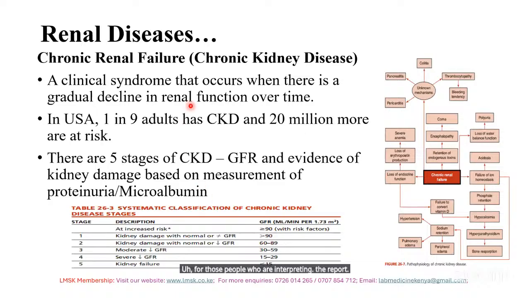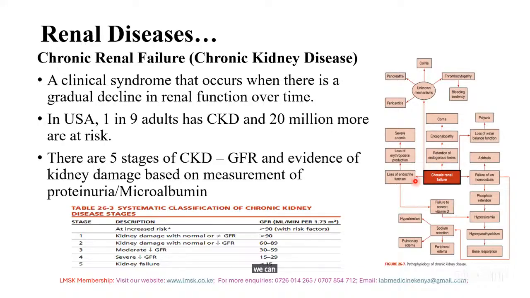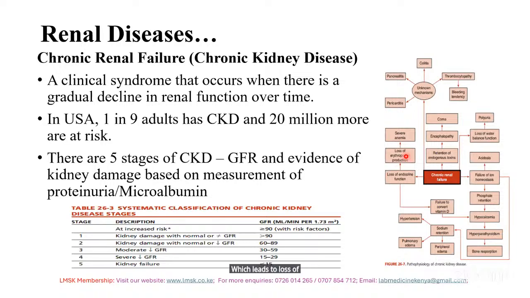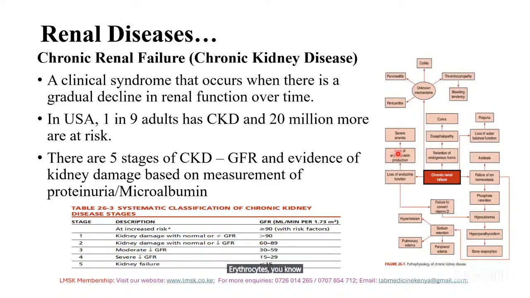Now, CKD can cause a lot of things, and we can see this diagram here that is trying to explain the entire process. Because of chronic renal failure, we can have loss of the endocrine function of the kidney, which leads to loss of erythropoietin. Erythropoietin is a hormone that is involved in erythropoiesis, or formation of red blood cells.